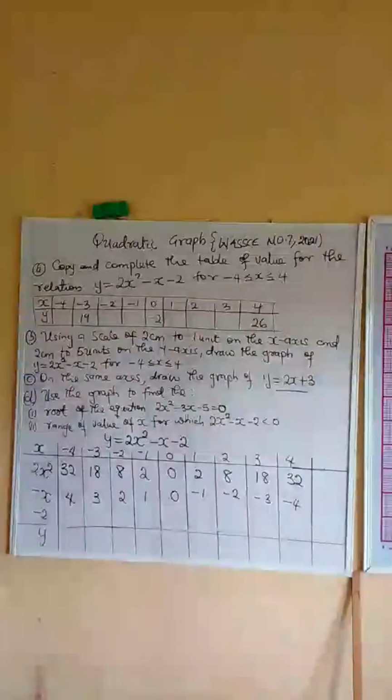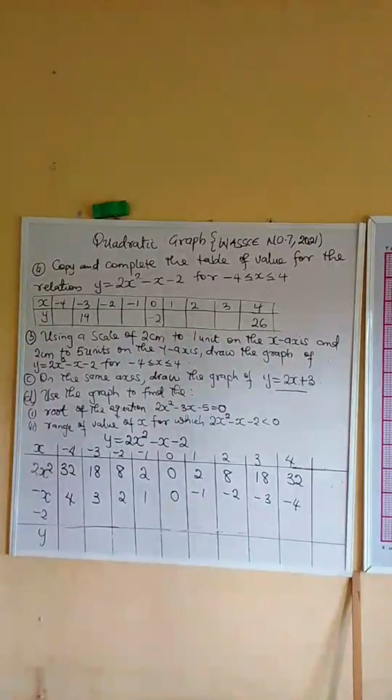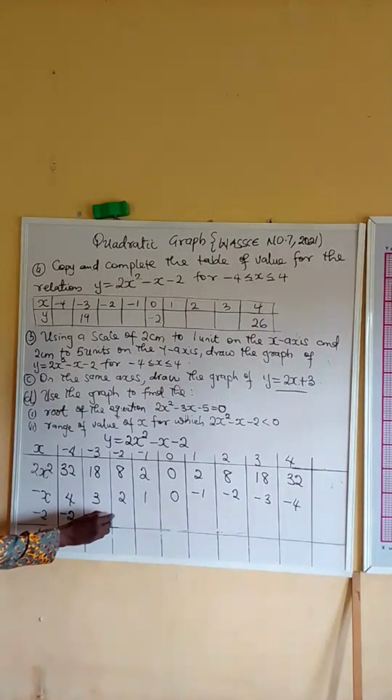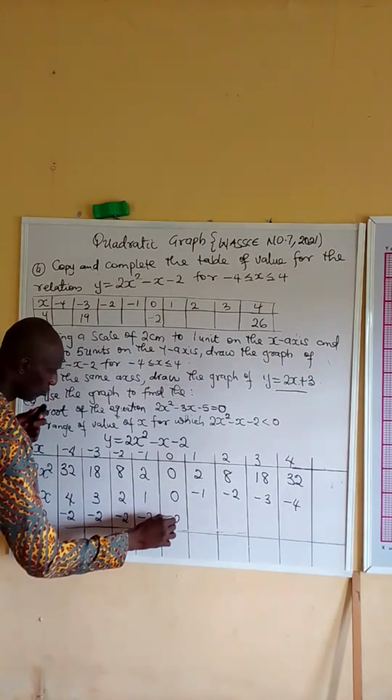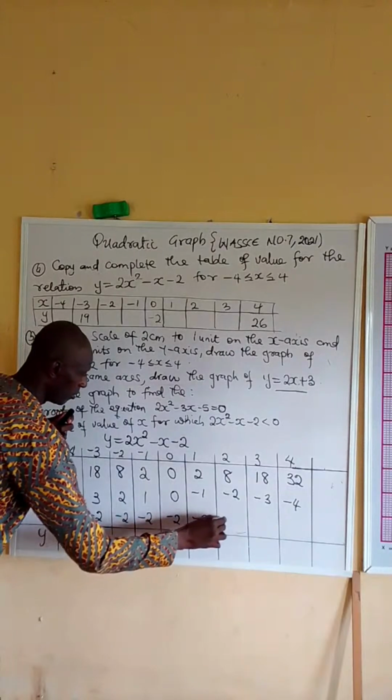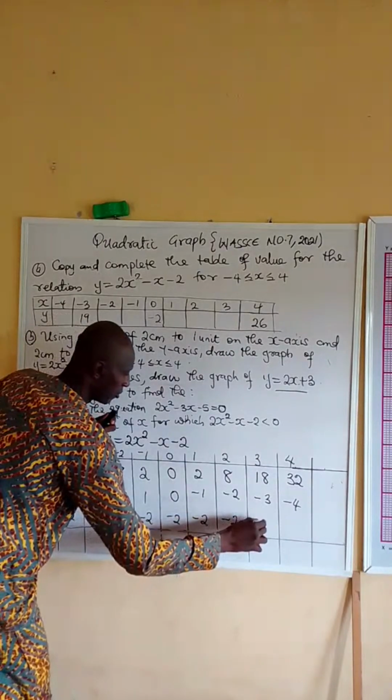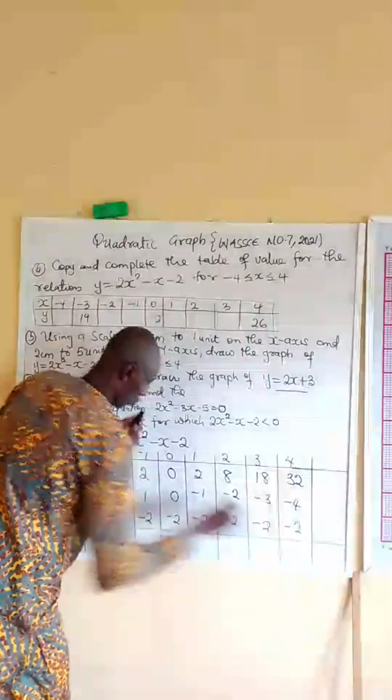Take note. I told you y comes in, a graph comes in, so you must see it. So take your time to follow me. Now, this minus 2 does not have x attached to it, it's a constant number. Any constant number, you write it down. It is minus 2.